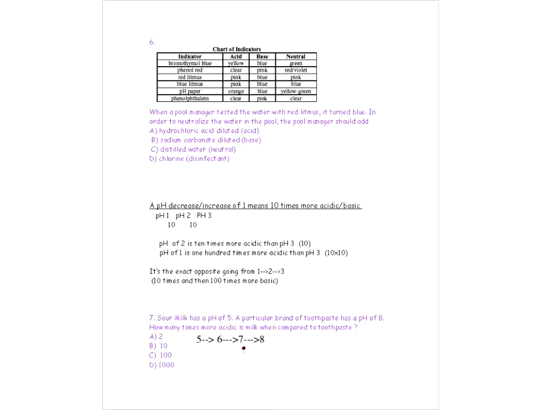Okay, so if we go from 8 to 7, that's 10 times more acidic. If we go from 8 to 6, that's 10 times 10, or 100 times more acidic. And if we go from 8 to 5, that's 10 times 10 times 10, which is 1,000 times more acidic. So the answer would be D.